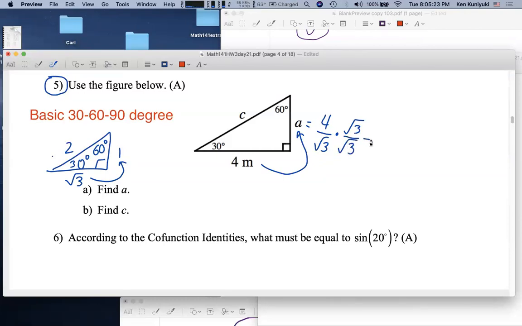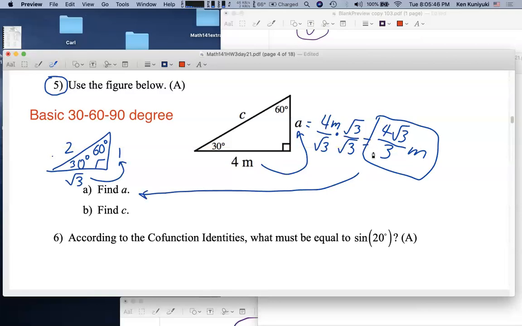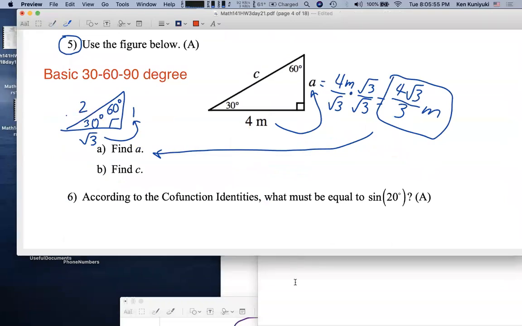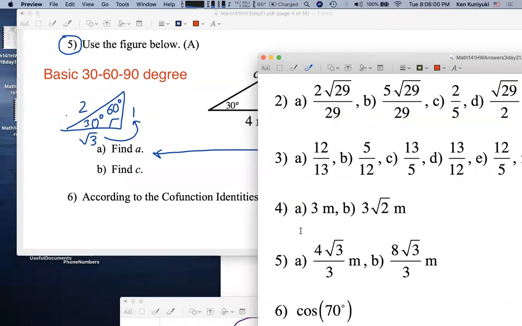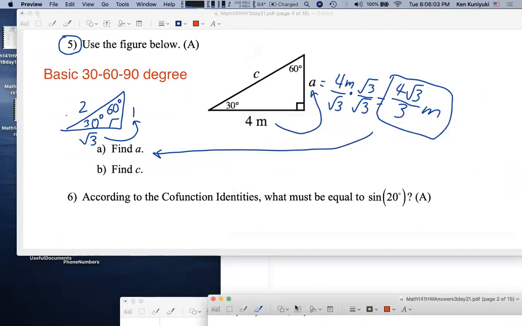It can be rationalized. So we get 4 root 3 over root 3 times root 3, which is 3. That's the whole point, right? And technically, it was 4 meters up here, so it's this in meters. So if this is 4 meters, then little a has to be 4 root 3 over 3 meters. By the way, the tablet was great for that. Lots of fractions here, right? And I am right? Yeah. Okay, so little a is 4 root 3 over 3 meters.